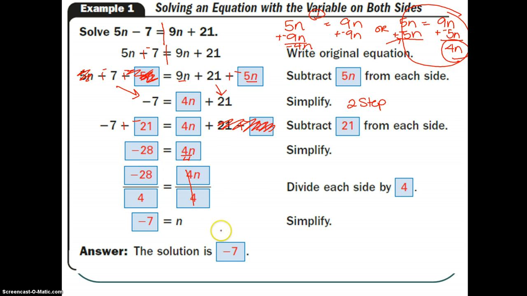Just like all the other previous problems, you can check your work by plugging in negative 7 into n, and check that when you solve each side, they equal the same.